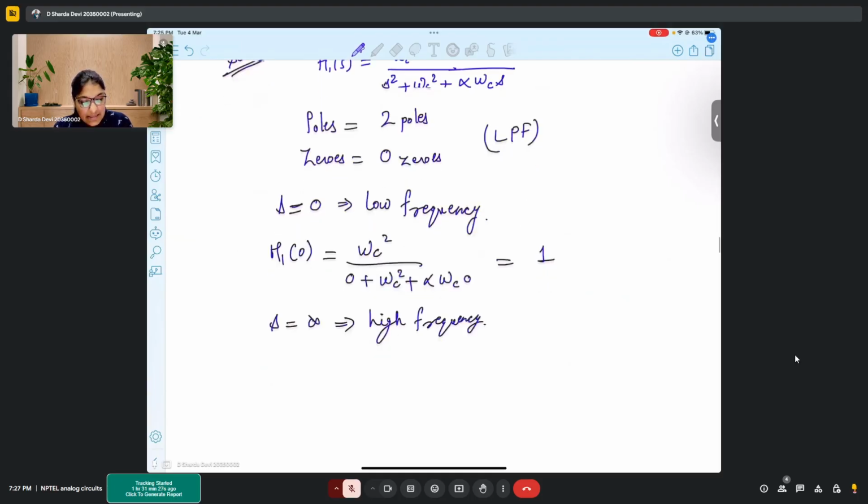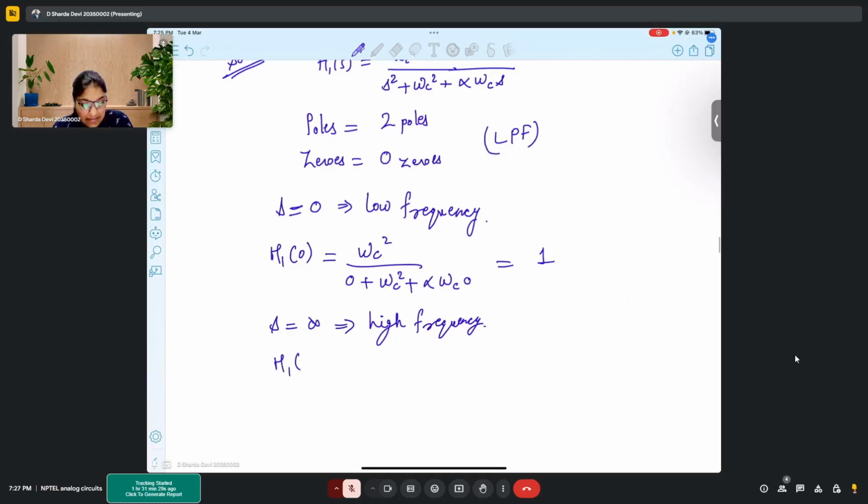Right? So in high frequency, if I substitute high frequency or infinity, then what will I get my output as? 0, right?